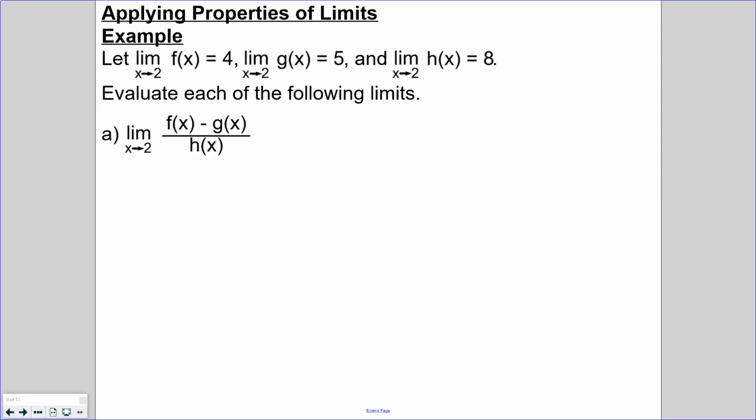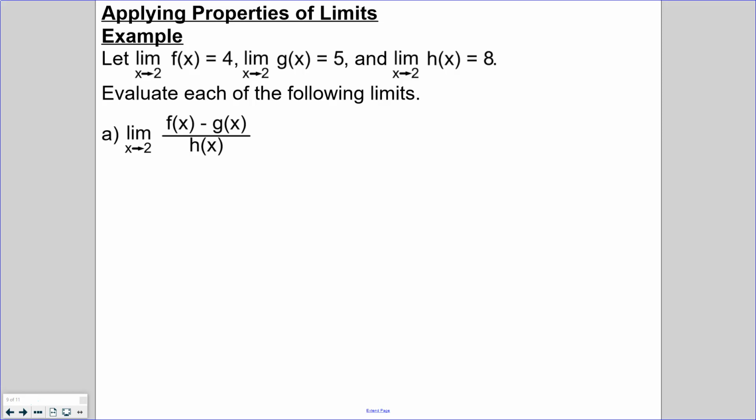Alright, so now that we know what the properties of limits are, let's look at some examples where we can apply them a little bit further. In this example, we're going to let the limit as x approaches 2 of f of x equal 4, the limit as x approaches 2 of g of x equal 5, and the limit as x approaches 2 of h of x equal 8. We want to evaluate the following limits, with the first one being the limit as x approaches 2 of (f of x minus g of x) over h of x.